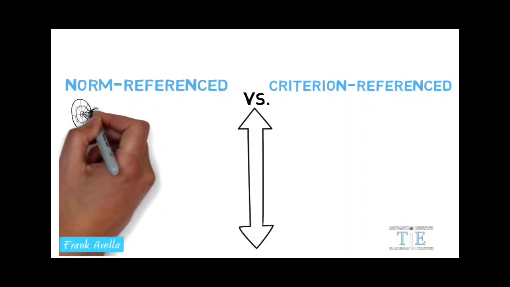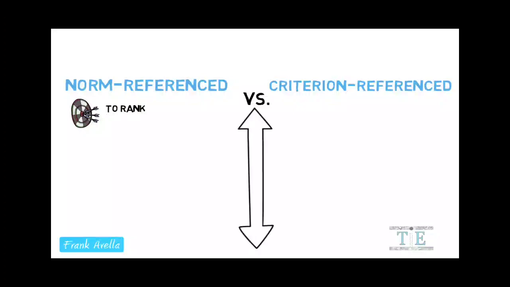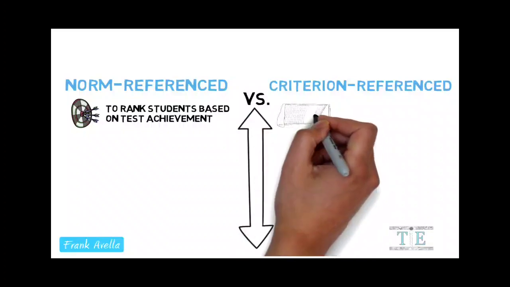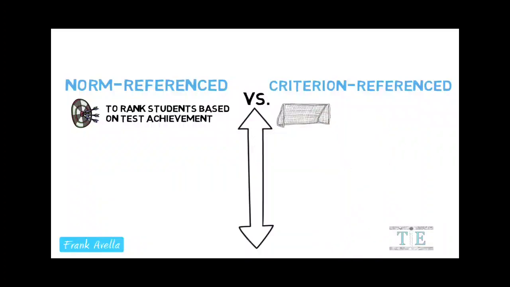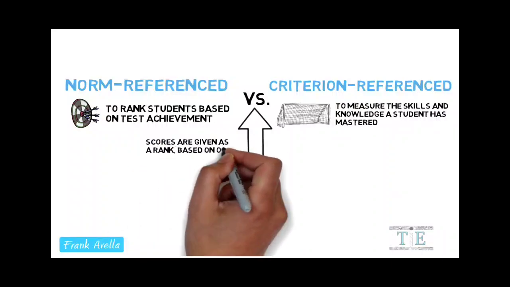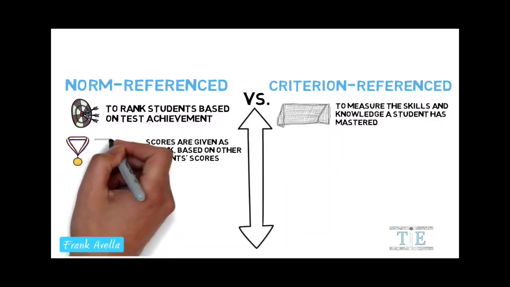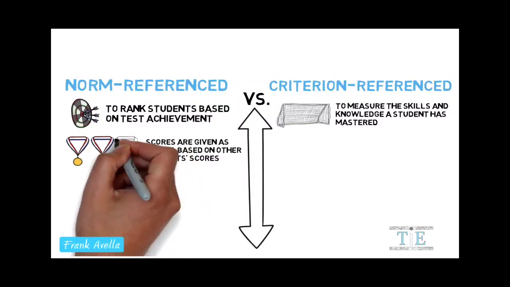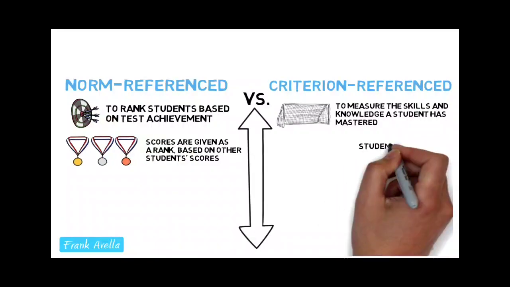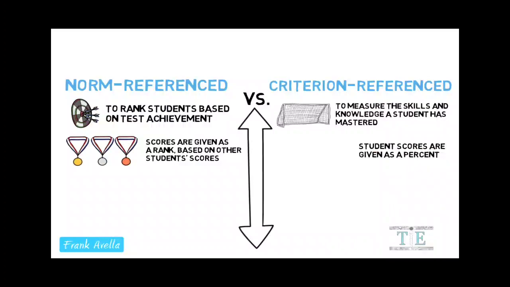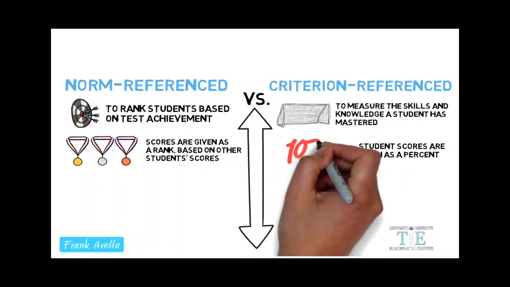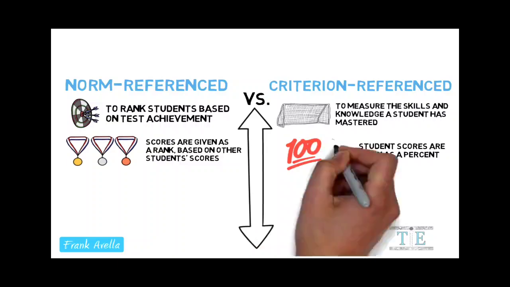So what is the aim or purpose to norm referenced assessments? Well, they have a goal to rank students based on test achievement scores. On the other hand, what is the goal of criterion reference assessments? Their goal is to measure the skills and knowledge that a student has mastered. In norm reference assessments, scores are given as a rank, and they are based on other student scores, similar to a race where competitors are ranked for gold, silver, and bronze. With criterion reference assessments, student scores are usually given as a percentage. If a student gets all questions right, for example, that is 100%.